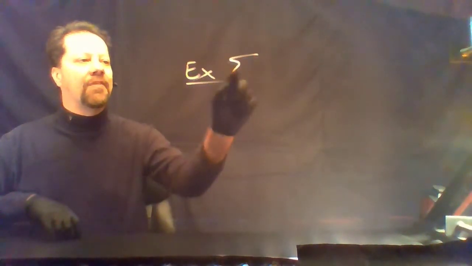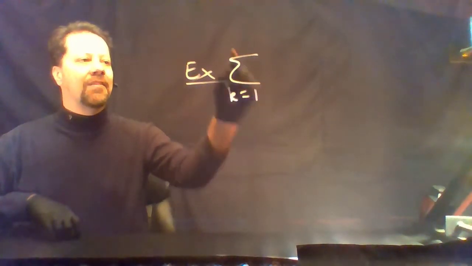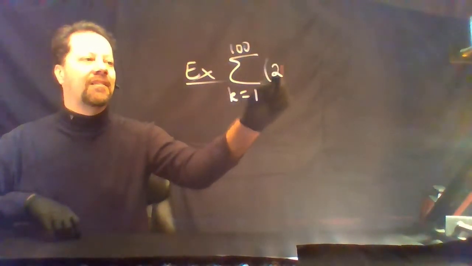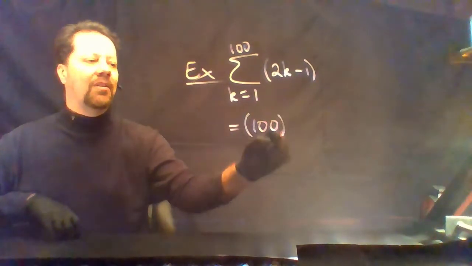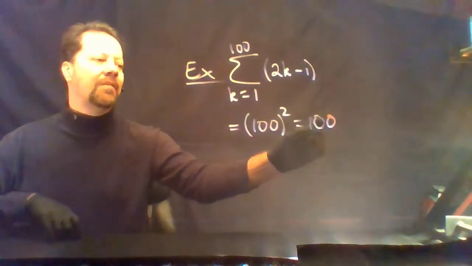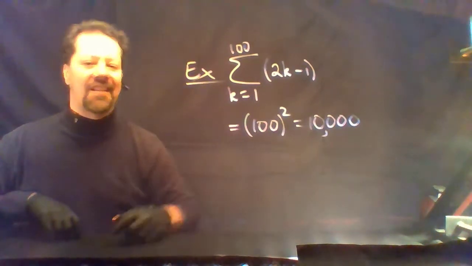As another simple example, if you were to add the first 100 odd numbers together, you would get 100 squared, or 10,000. We're going to apply all of this to the estimation of areas of undergraphs in the following way.